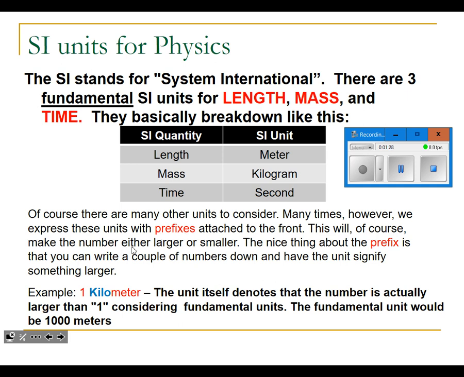This is either to make the number larger or smaller. The nice thing about the prefix is that you can write a couple of numbers down and have the unit signify something much larger. Also, all of these are listed on your formula chart that you're going to get. And so you don't have to memorize your metrics conversions. You just have to know how to use them. So 1 kilometer, the unit itself denotes that the number is actually larger than 1, considering its fundamental units. So the fundamental unit would be 1,000 meters, because the kilo is adding to the base meter.